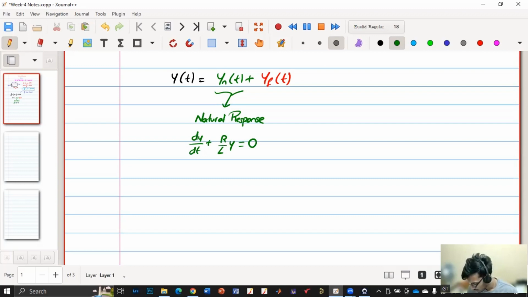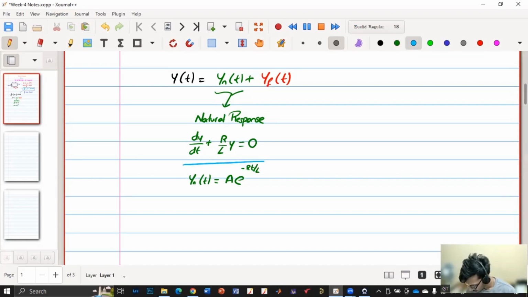So how can I write y n of t? Sir, e raised to power minus r by l into t. Yes, and also there will be some constant because we are writing a generalized expression. So it will be a into e to the power minus Rt by L. Yeah, you are right. So this is my natural response.